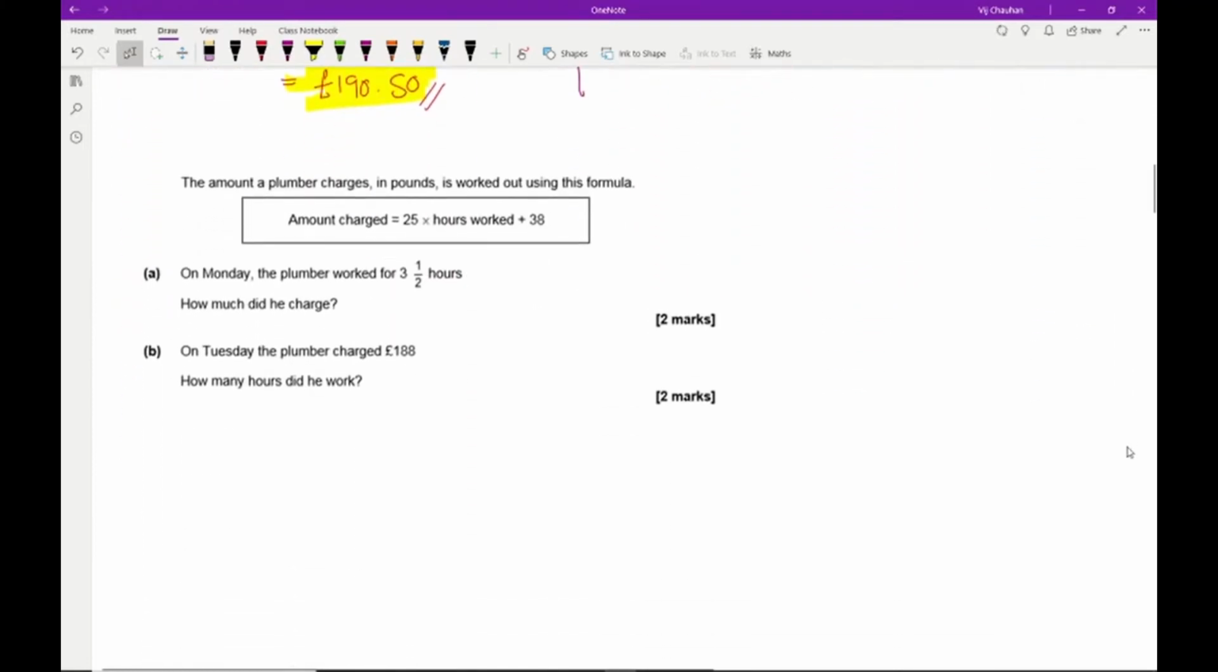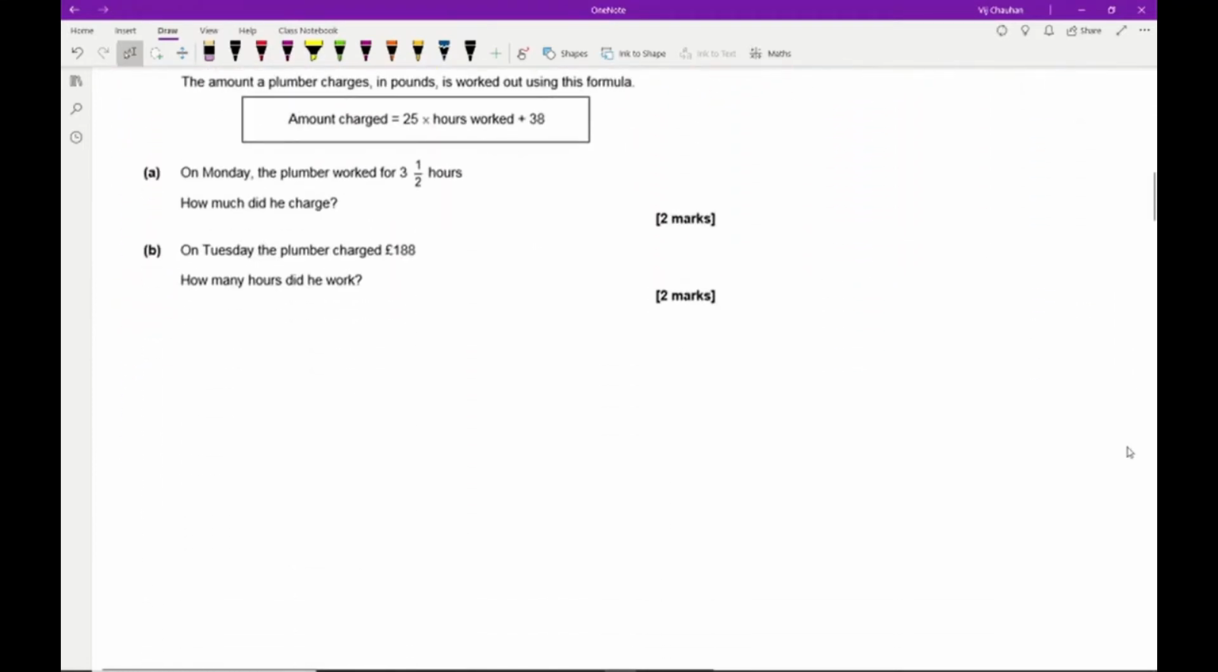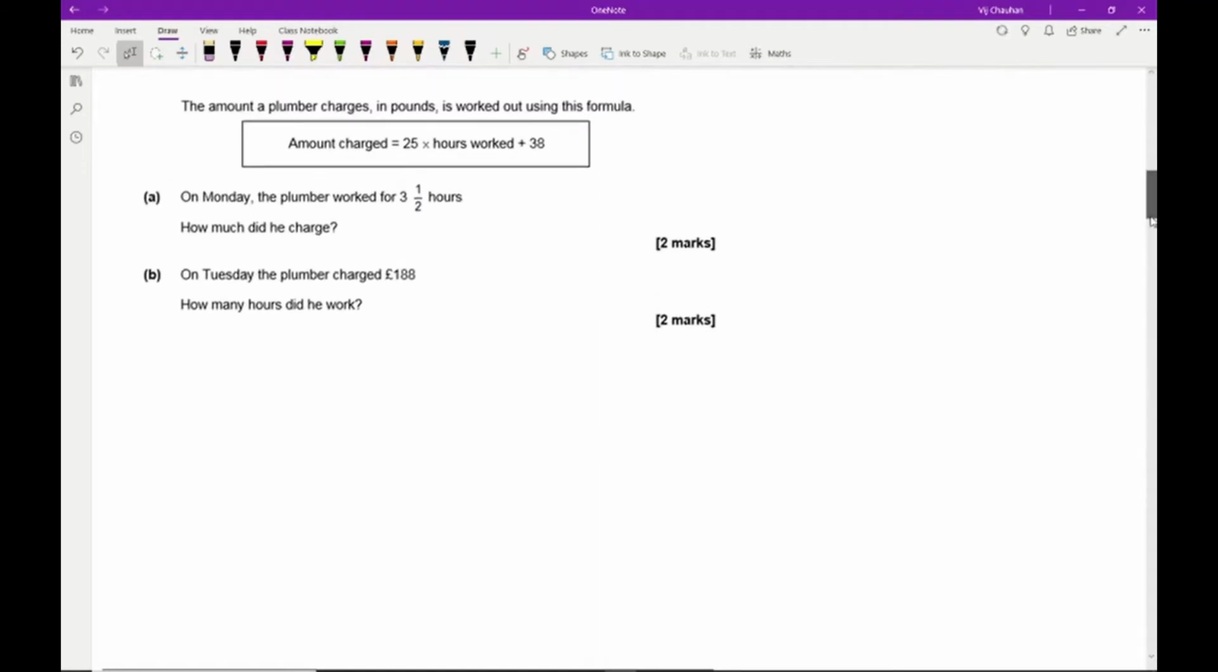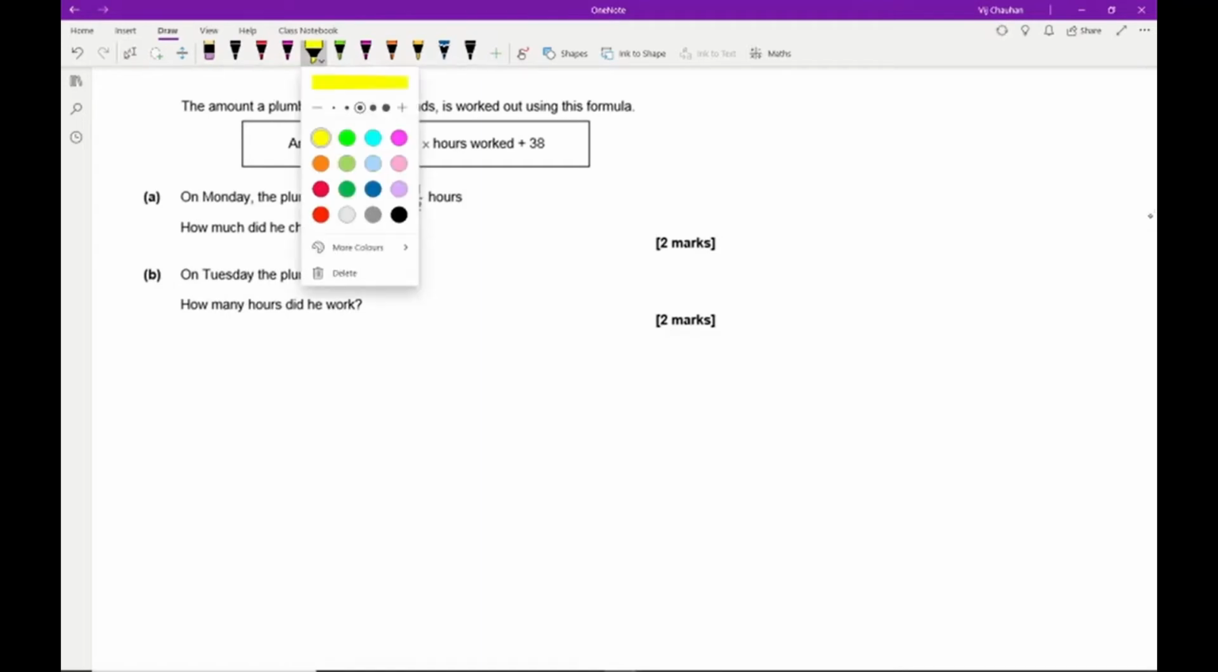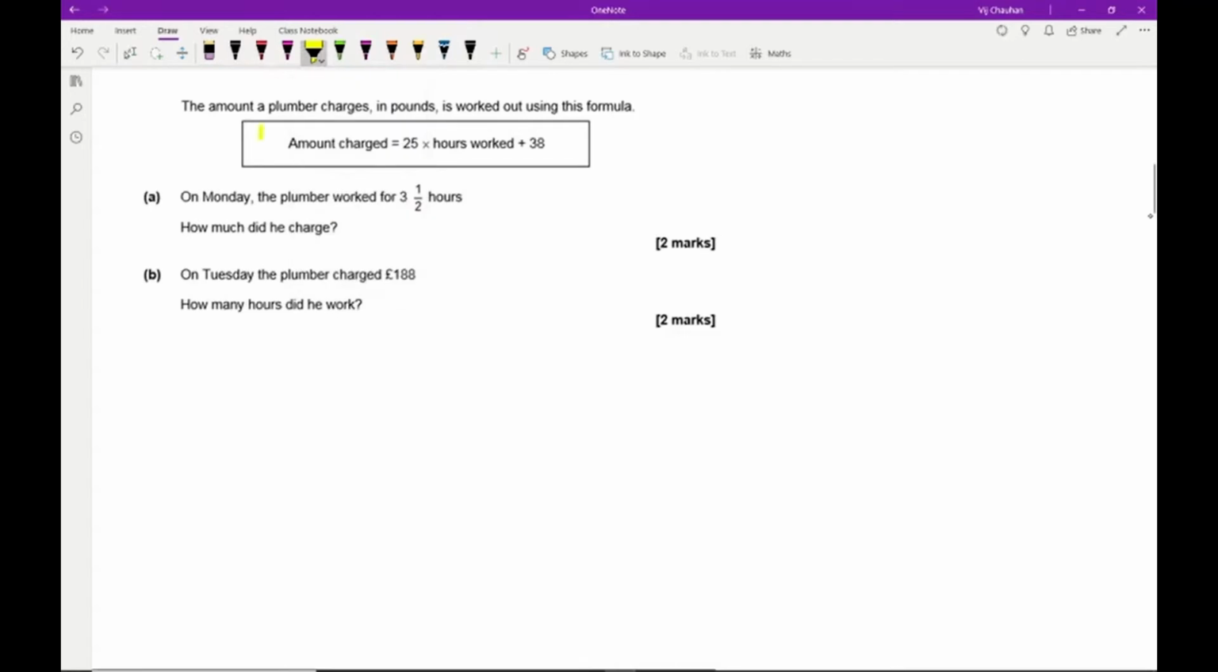So let's have a look at the next question. These questions tend to be very, very popular when it comes to both calculator and non-calculator problems. This is where we're using a formula. The formula that we've been given is highlighted in the box. I've not actually read the context of the question, so let's do that first.